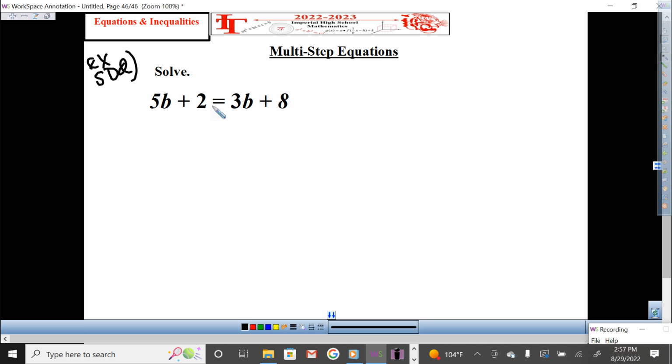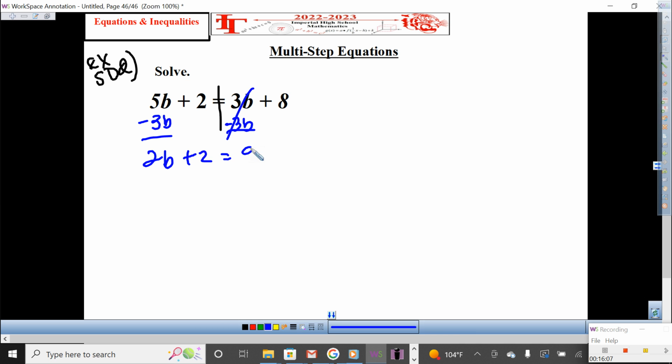5b plus 2 equals 3b plus 8. See if you can do that one by yourself. All right, here we go. Get me started, please. Tristan, go. What do I do? You started with a constant? All right, let's start with a variable. Which variable do I start with? The 3. So we subtract 3b, subtract 3b. We end up with 2b plus 2 equals 8.